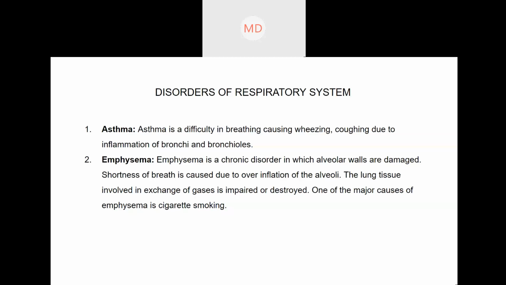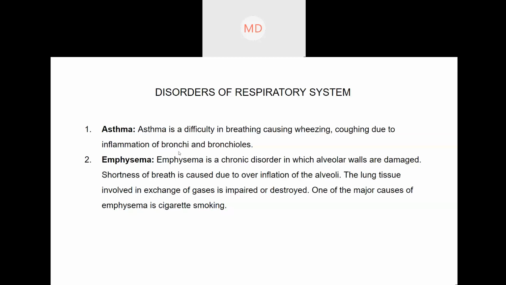Emphysema is caused by cigarette smoking. The most important main cause of emphysema is cigarette smoking. But for asthma, it is not cigarette smoking, it is some external factors. So excessive smoking of cigarettes may lead to emphysema. Both are lung diseases.